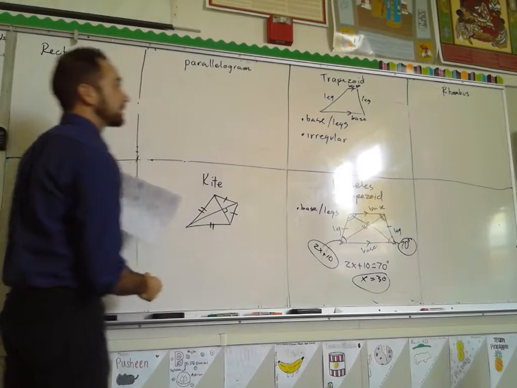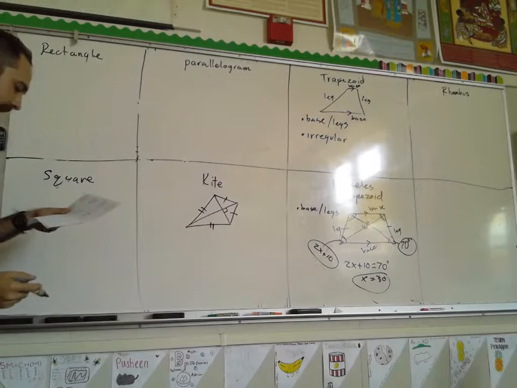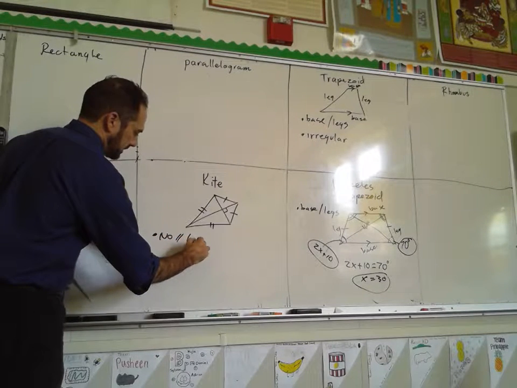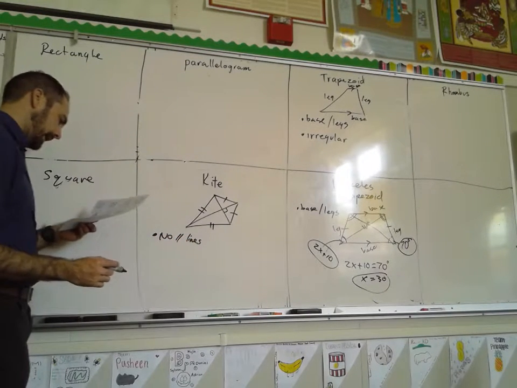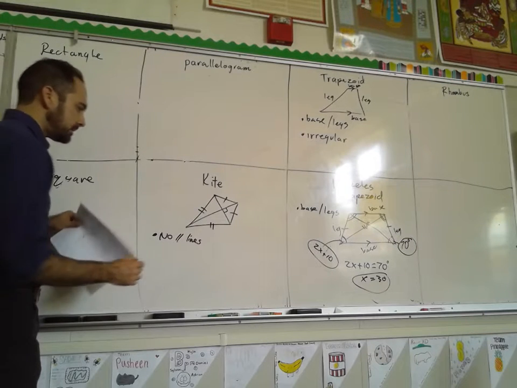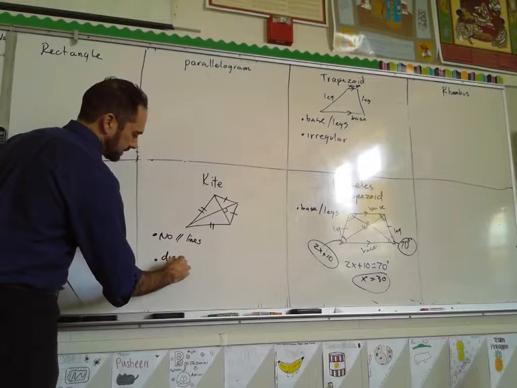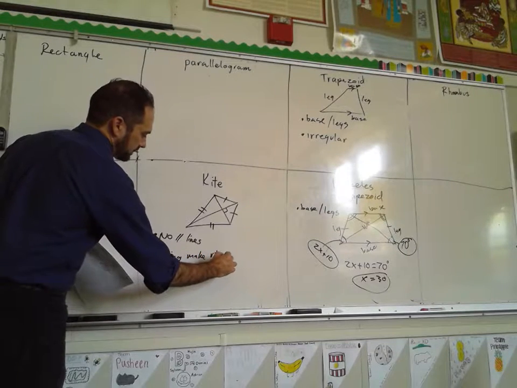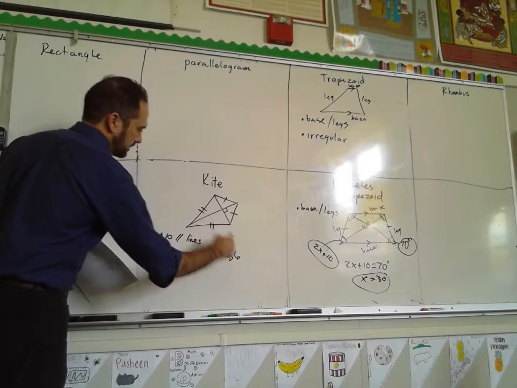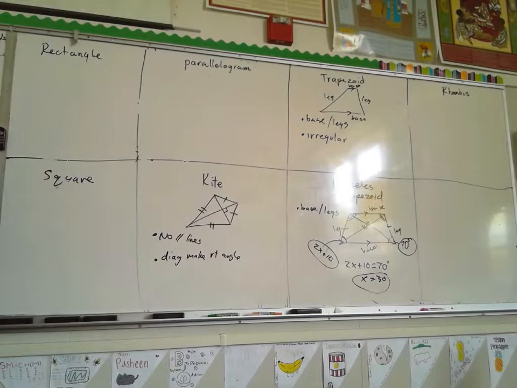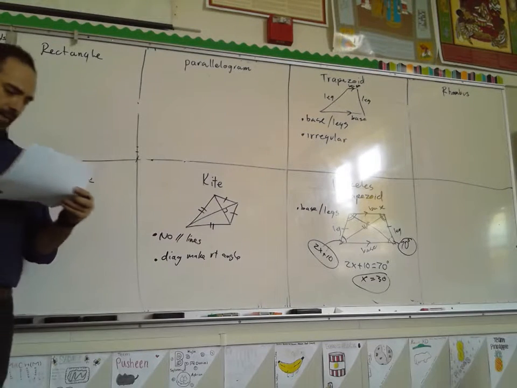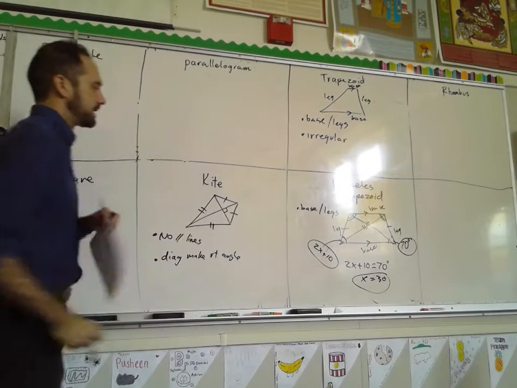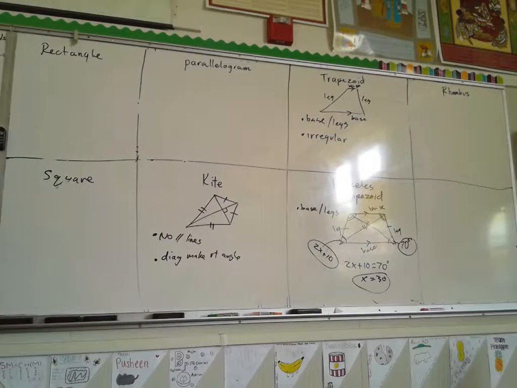All right, so we have our kite right here. We know that the kite has no parallel lines. We know that it also, the diagonals make a right angle. Our diagonals meet at a right angle. And the last one is that it has that right angle, so we'll leave it at that. That's good. That's mainly it.